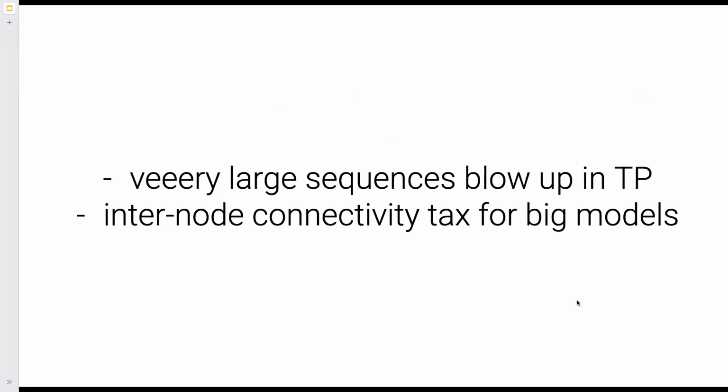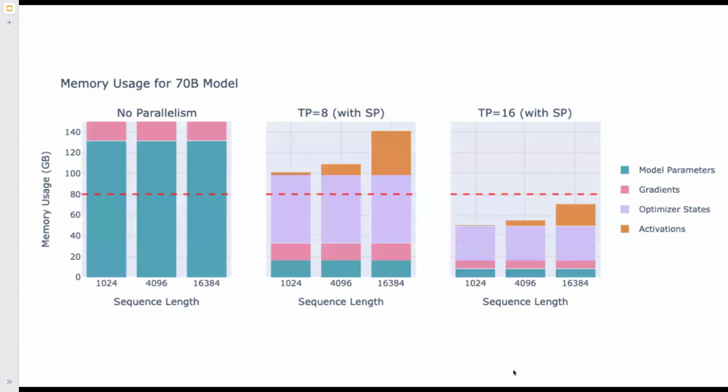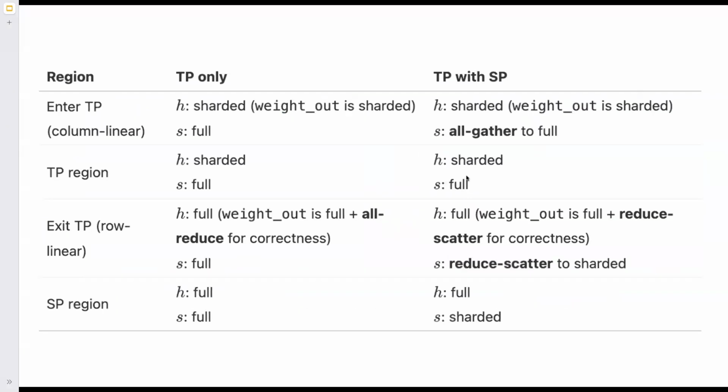And finally, this approach still has its limits. With very large sequences, we still blow up here in the tensor parallelism region because our sequence is not sharded, right? So if our sequence is very, very large, we can still have not enough memory on each one of the GPUs to hold the entire sequence in memory, even though the hidden dimension is sharded.